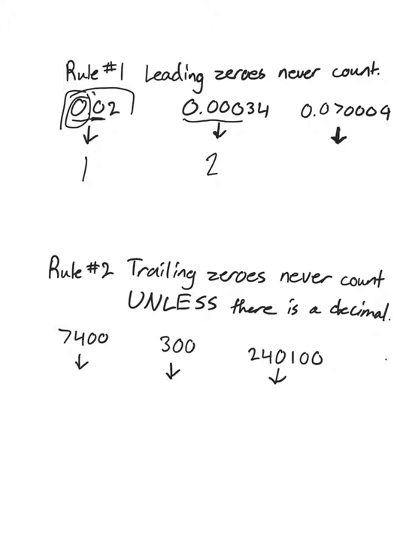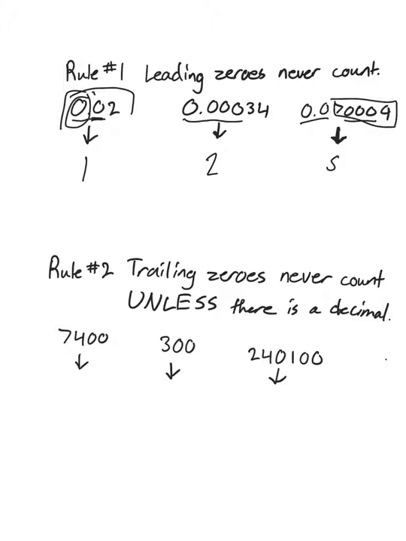What about this one? So it's 0.070009. So these for sure are in front, but what about these right here? These are actually in between two significant digits, so we're going to count them in the final answer. So in the final answer, how many sig figs are we going to have? 5.